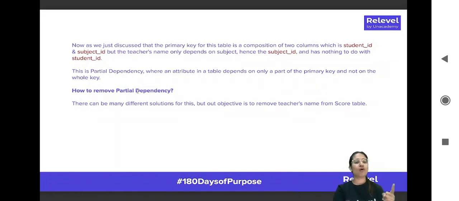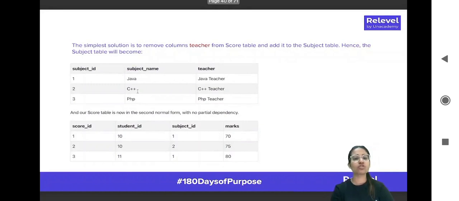Okay. Now, once we know what primary key and partial dependency are, we know that the second normal form says that you should not have partial dependency. Currently my database has partial dependency. So we'll try to get rid of it. There can be many solutions for this, but our objective is to remove the teacher's name from the score table. The teacher's name should not be stored in the student's table. So the simplest solution is to remove the column teacher from the score table and add it to the subject table.